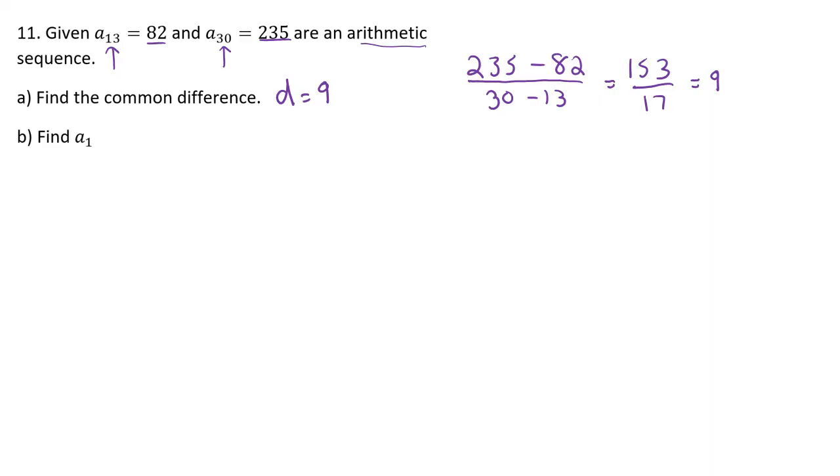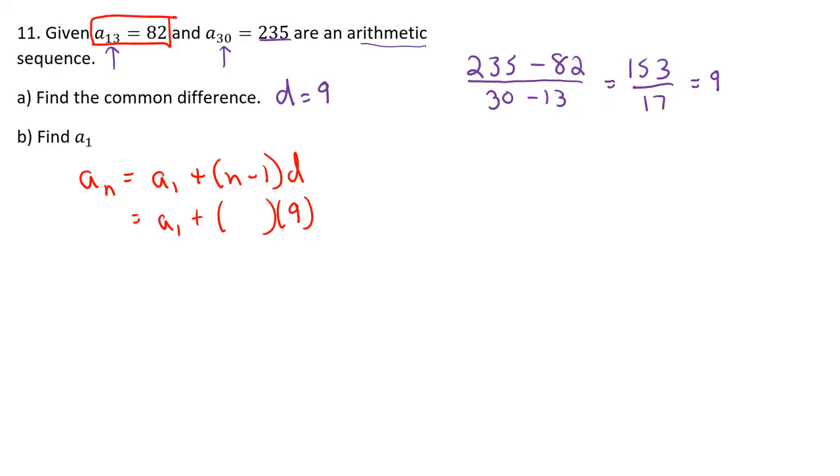We need to figure out what term 1 is. We can do that by using the explicit formula. We know the d is 9. We need to choose whether we want to use a sub 13 equals 82 or a sub 30 equals 235. I'm going to use this one right here just because the numbers are smaller. That means the 13 is going to be the n, and the 82 is going to be the a sub n. So I'll have 82 here, and I'm going to have 13 there.